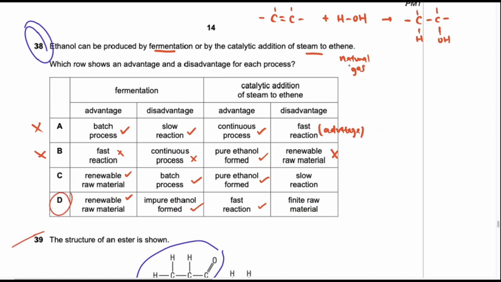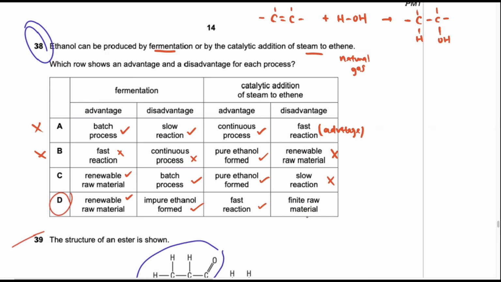Non-renewable. It is together with petroleum, right? It is formed by the decomposition of dead animals a million or billion years ago. We wait a long time to get natural gas, so it's non-renewable. Slow reaction, no, it's fast. This is a fast reaction, so this is wrong also.